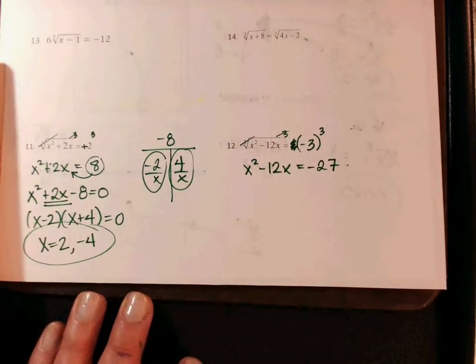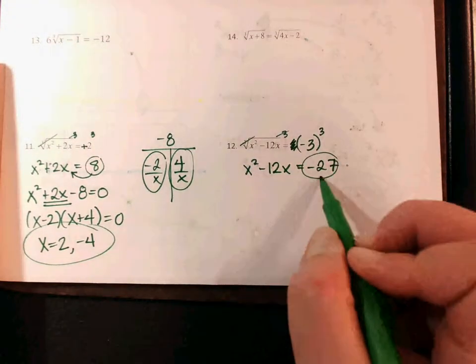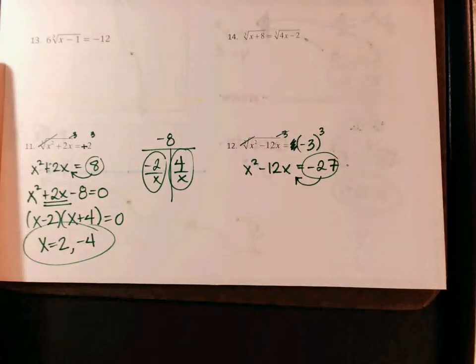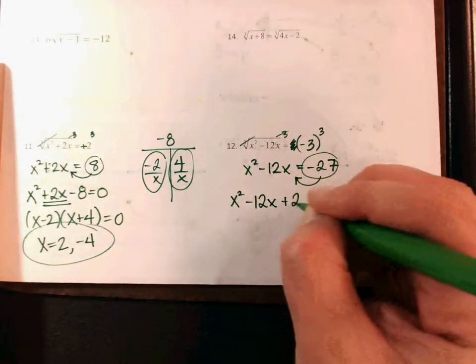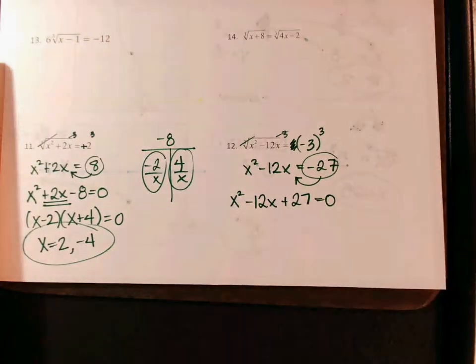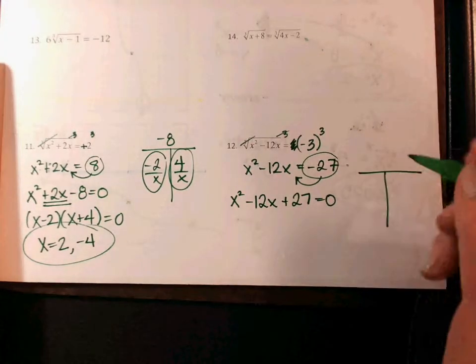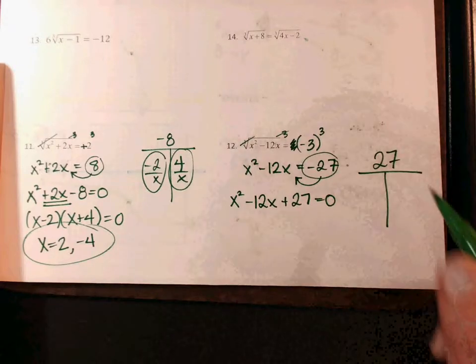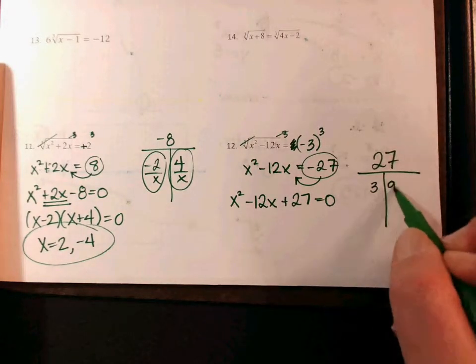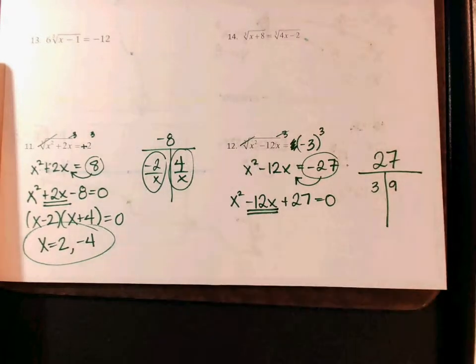Then you have to plus that over to the other side. Okay, good. Your negative 27 has to scoot over, and it's going to turn back to a positive. So you'll have x squared minus 12x plus 27. And then from there, you would have to do a T-chart. 9 and 3. That's it. So I put my 27 at the top.